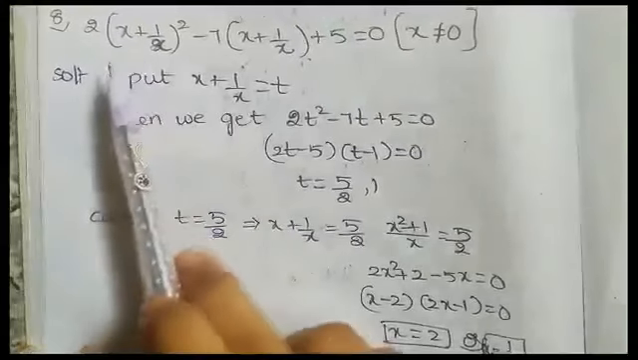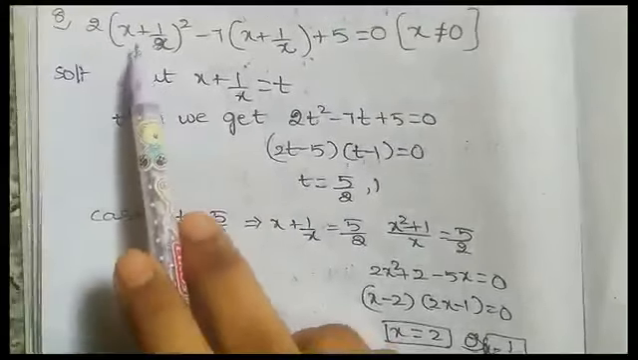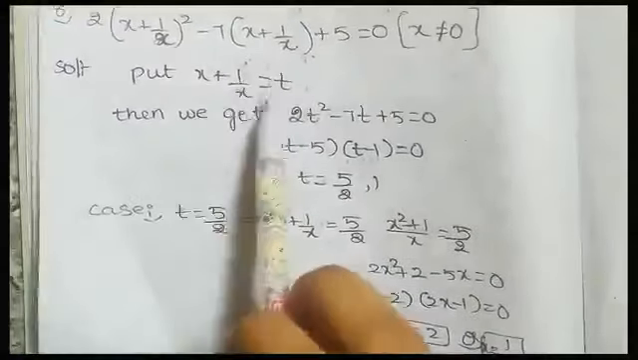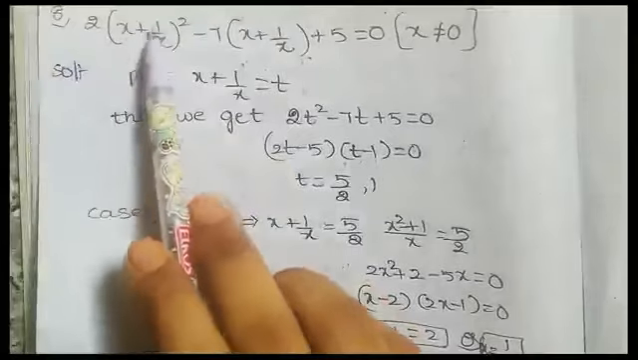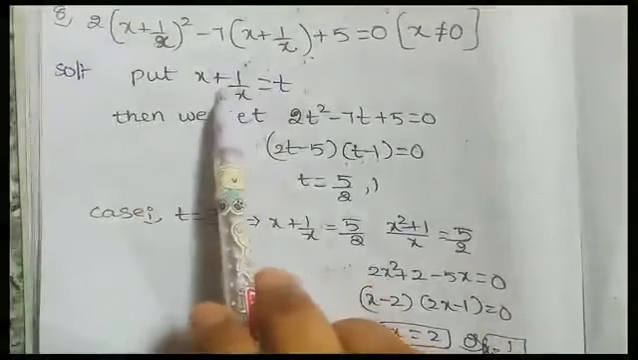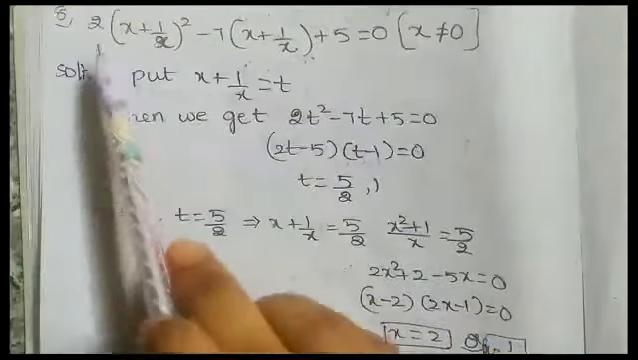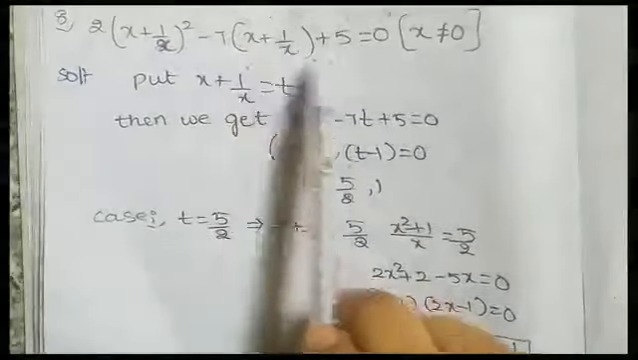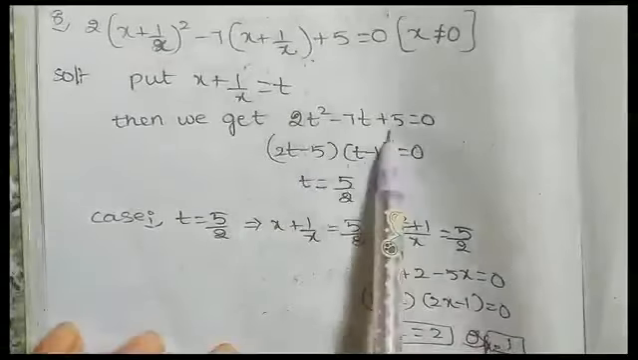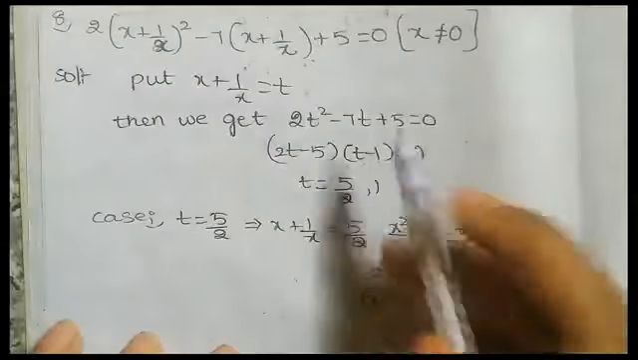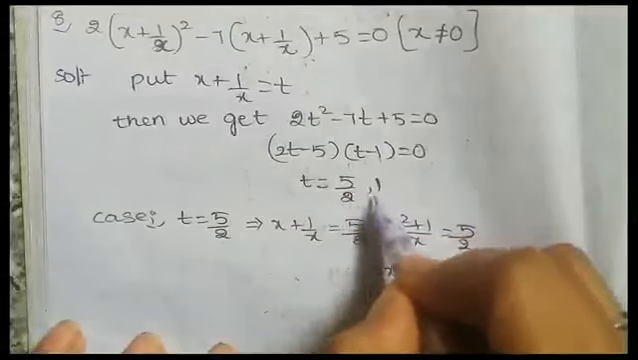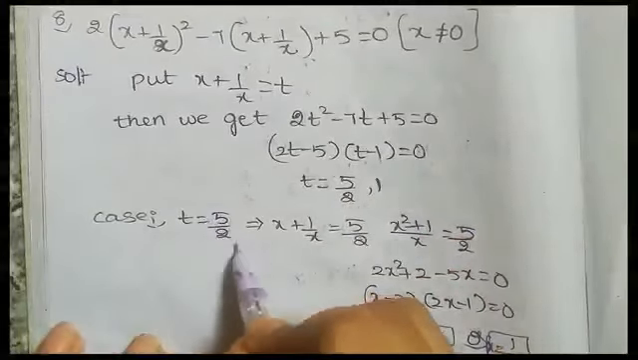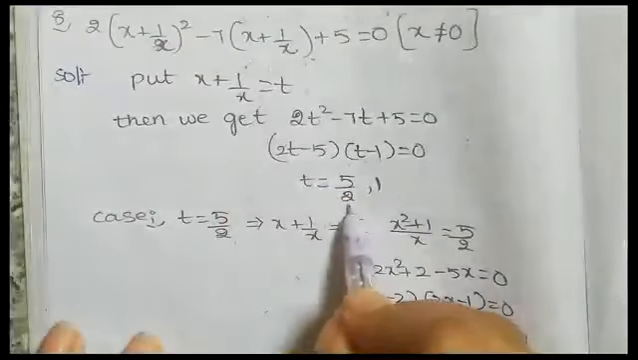This is the 8th problem. Same process. First of all, you have to take whichever expression is common as t or y, some algebra. So here x plus 1 by x is common. So x plus 1 by x equal to t. Then we get 2t square minus 7t plus 5, a quadratic equation. From this we got two roots: one is 5 by 2, comma 1. First of all, case 1: substitute t is equal to 5 by 2 in this. This is the first root.